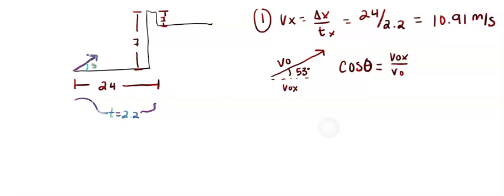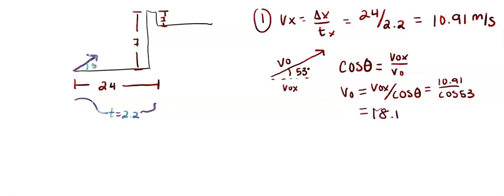Since we're looking for the V initial, we're going to change the position of the V initial and the cosine. We're going to flip them. So we're going to get V0x divided by the cosine of theta, and that is going to give us our initial unit of velocity. So 10.91 divided by the cosine of 53 will give us a value for V initial of 18.13 meters per second, which is the answer for A. So that's going to tell us the overall speed that the ball is kicked.